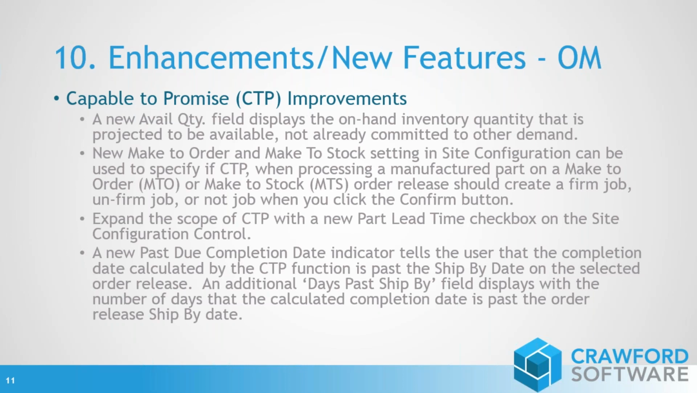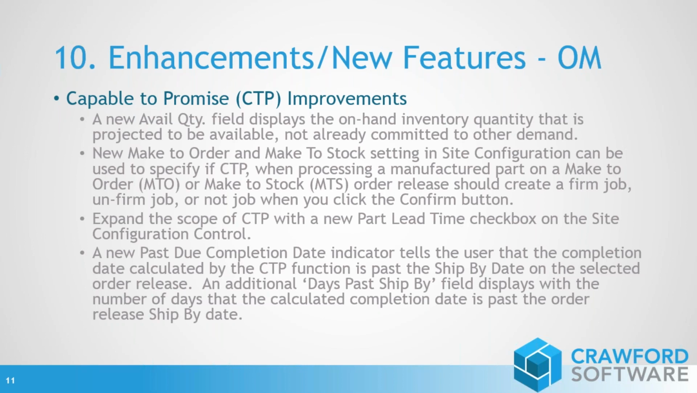What they did was Epicor added a new available quantity field that displays the on-hand inventory quantity projected to be available. So it's taking away those allocations or demands that are already against that part. So you're not going to be thinking falsely that I have 100 of these units in stock, when really I only have 10 of them in stock, because I've got demand already out there for 90 of them.